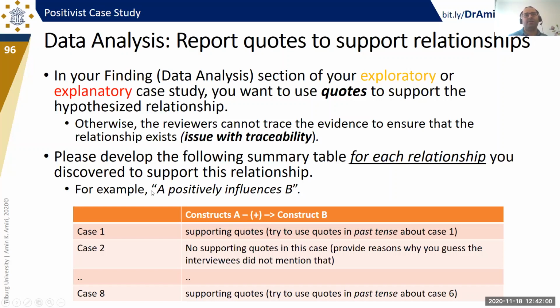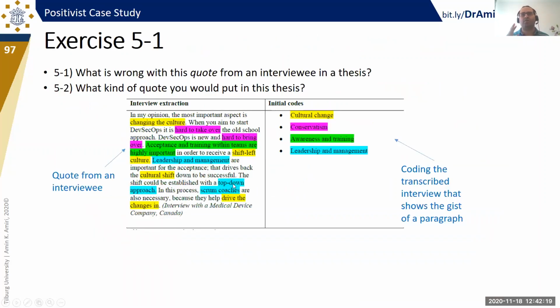And at the end, you can say that we have enough reasons to believe that A positively influenced B, or we do not have enough, we have to reject this hypothesis. So this is the ending sentence for data analysis and that section. So what is wrong here?